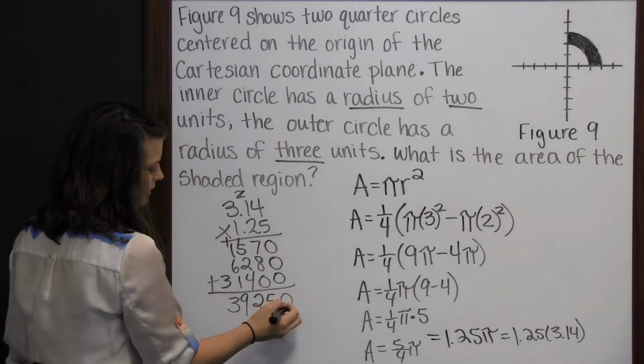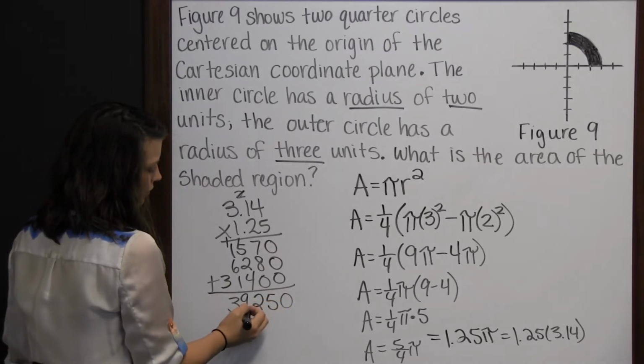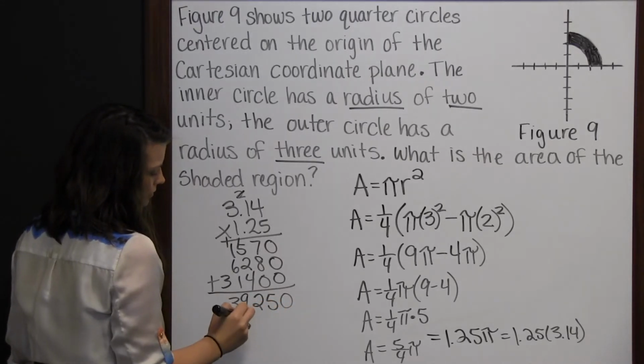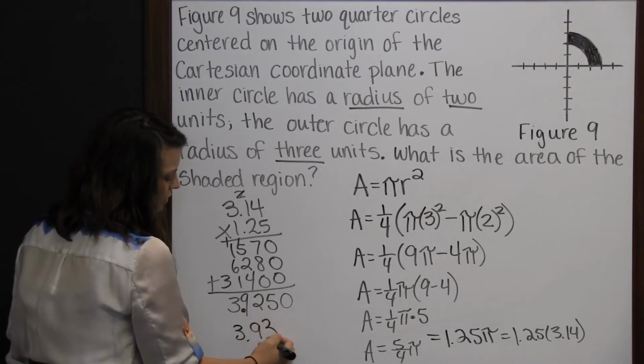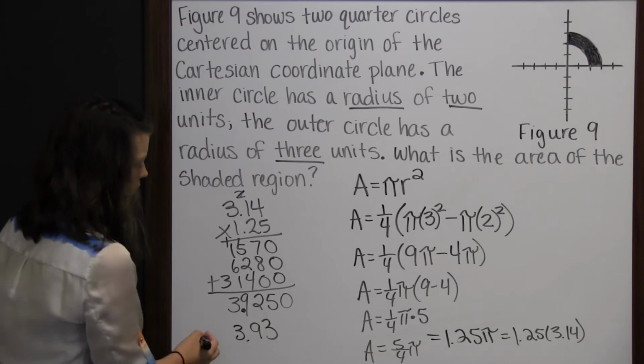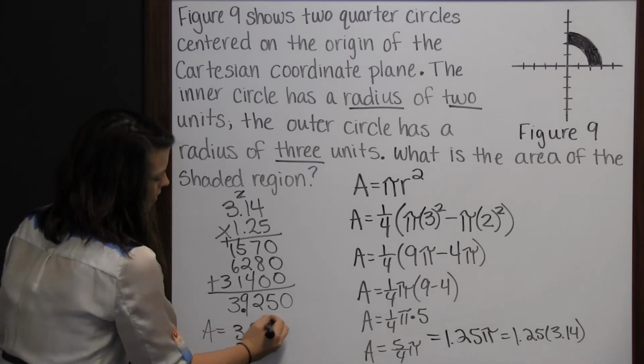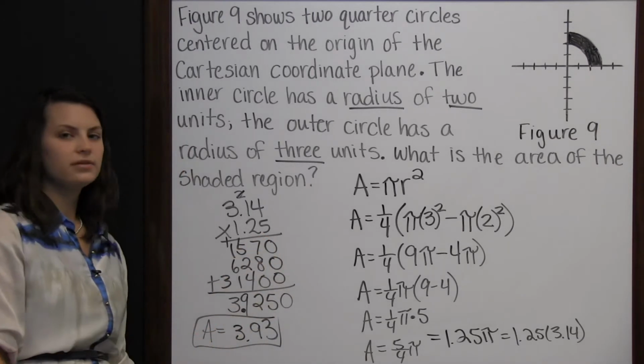And then we have 4 numbers behind the decimal, 1, 2, 3, 4 numbers behind the decimal. So, and then we could round this to 3.93 would be the area of just the shaded region.